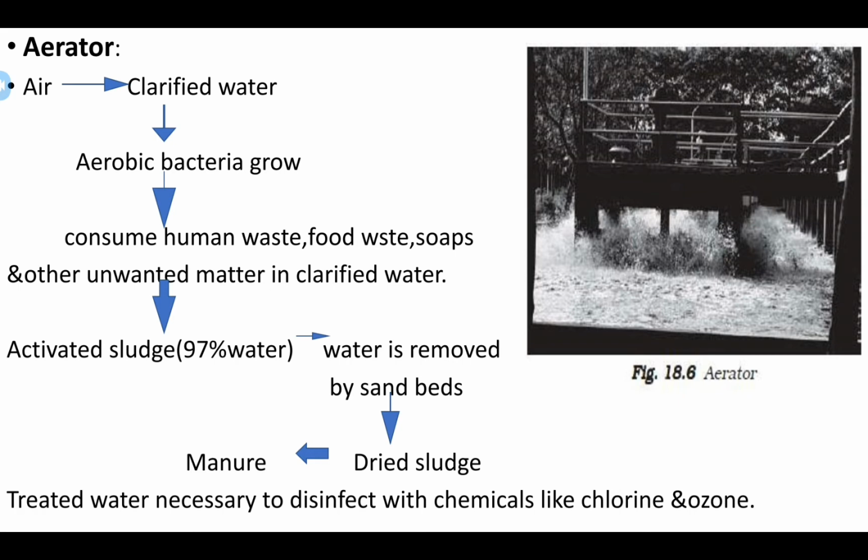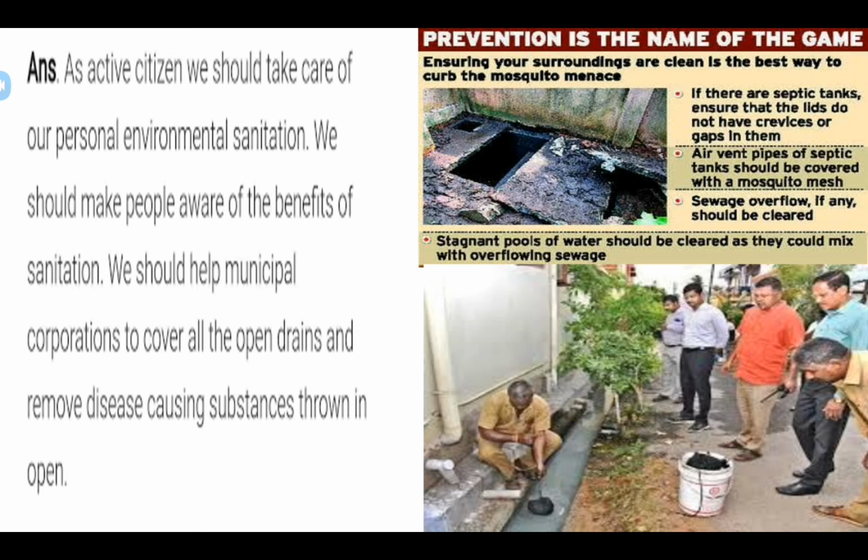chlorine and ozone. Already you know chlorine mainly kills microorganisms and makes the water free of microorganisms. That water we use for different purposes: gardening, farming, our daily needs, and industrial purposes. Are you clear? Wastewater treatment.